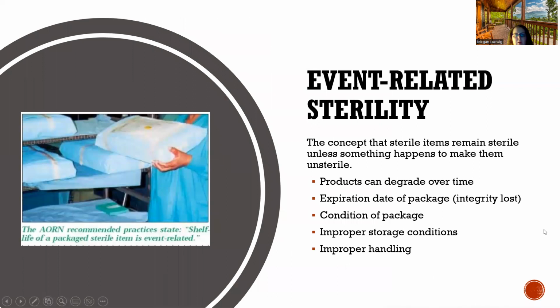Okay, then we have something called event-related sterility. You'll hear this term a lot in the field. This is a concept where, something like this picture here, you've wrapped it, it's gone through the sterilizer. It will stay sterile unless something happens to cause it to become unsterile. That could be improper storage. It could be that the condition of the package wasn't right. Products can degrade over time. If you've wrapped something that expires, then we can say that it's no longer sterile.